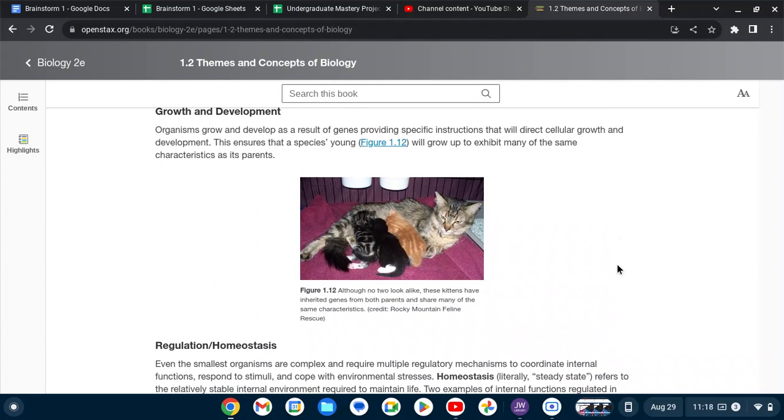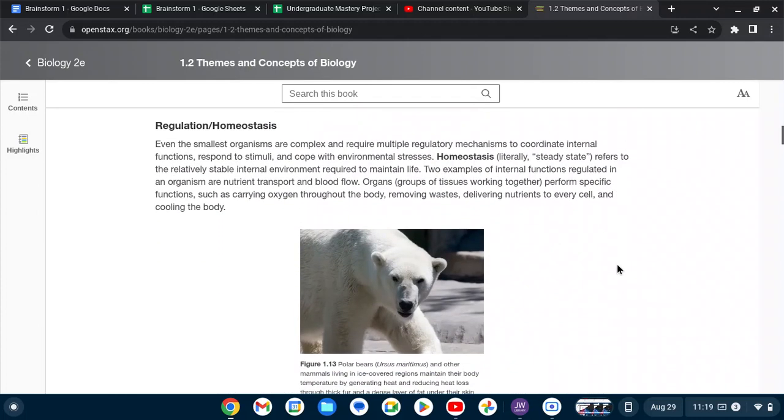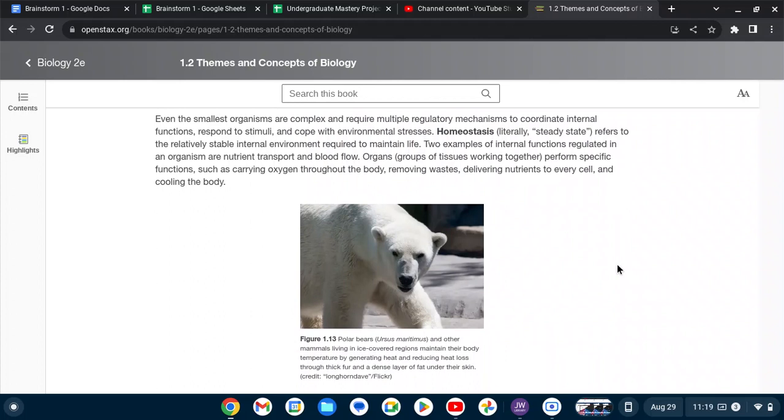Organisms grow and develop as a result of genes providing specific instructions that will direct cellular growth and development. This ensures that a species' young will grow up to exhibit many of the same characteristics as its parents. Regulation and homeostasis. Even the smallest organisms are complex and require multiple regulatory mechanisms to coordinate internal functions, respond to stimuli, and cope with environmental stresses. Homeostasis, literally steady state, refers to the relatively stable internal environment required to maintain life. Two examples of internal functions regulated in an organism are nutrient transport and blood flow.